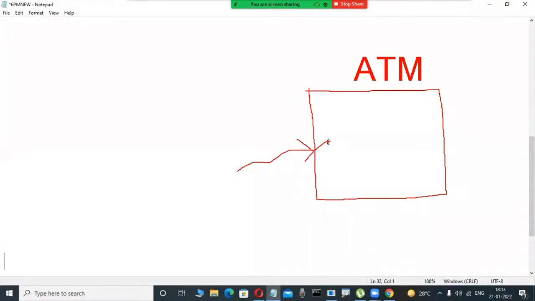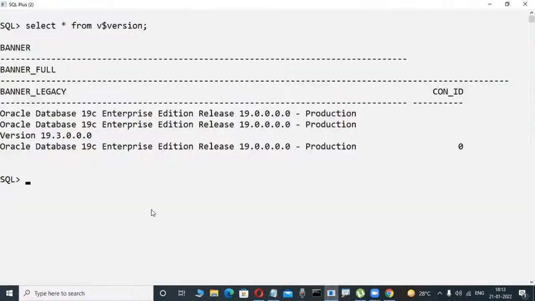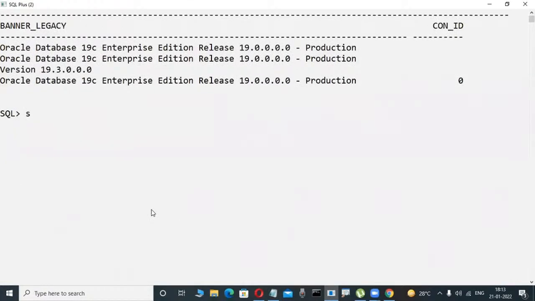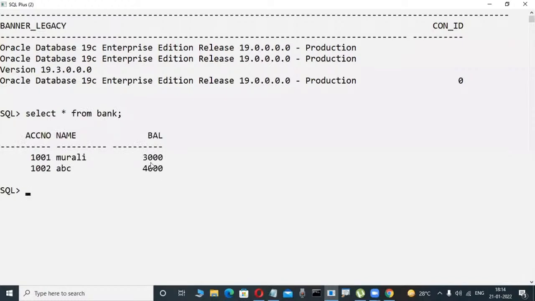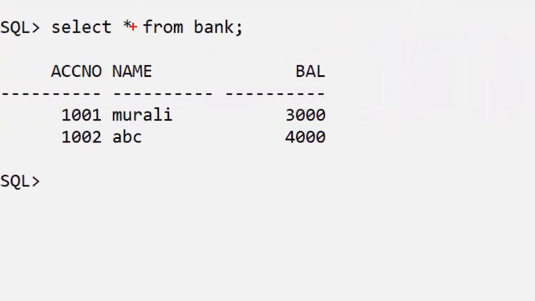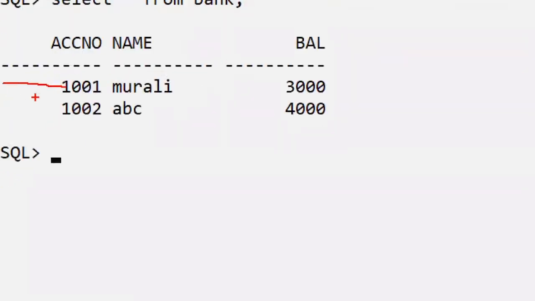Now check it out, slowly observe the screen. Suppose in this database, bank is a table, for example. Observe the scenario, very easy to understand. This is a bank table. In table format only, we store the data. Suppose this is, for example, SBI bank, and this is the data. These are columns: account number, name, and balance. These are called columns. Here, 1001 and so on are called rows or data.